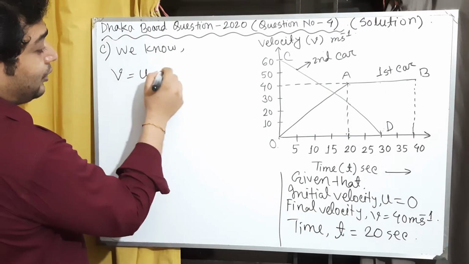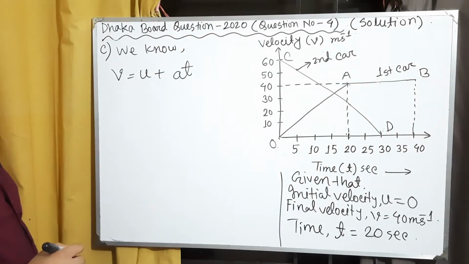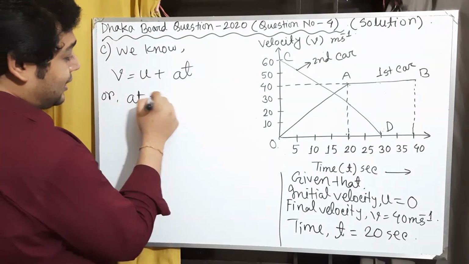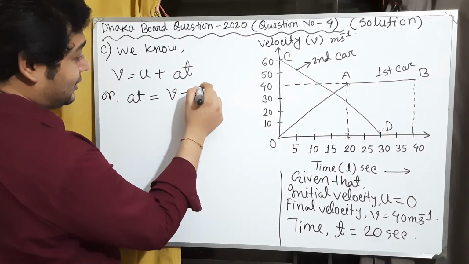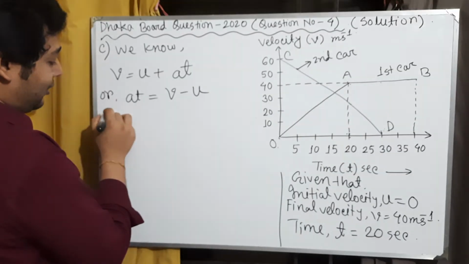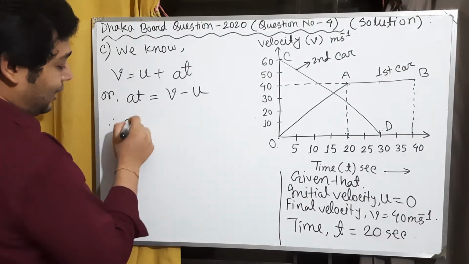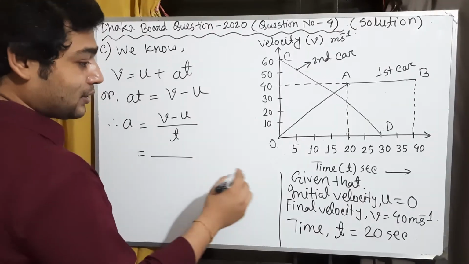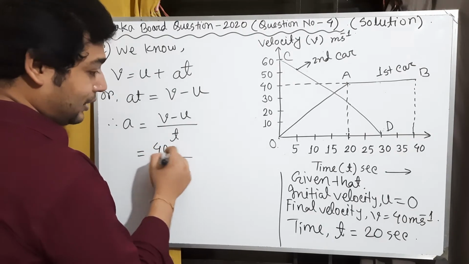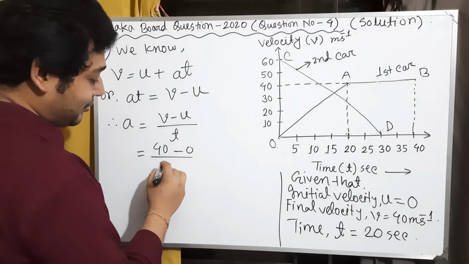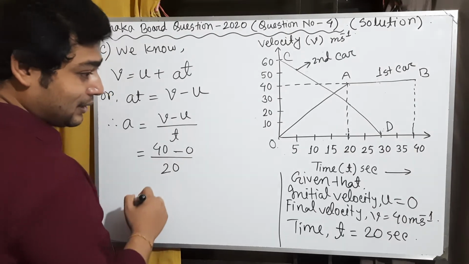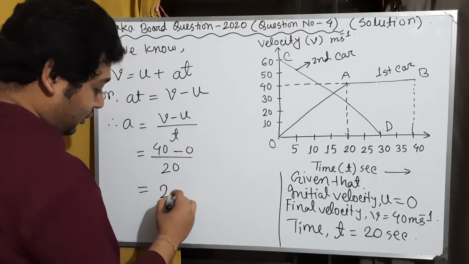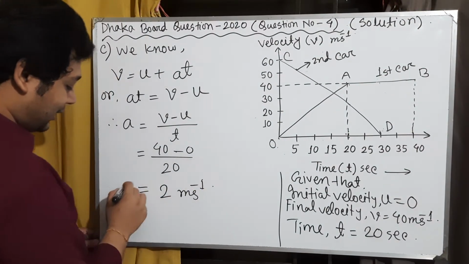V equal to U plus AT. Now AT equals V minus U, therefore A equals V minus U by T. Here V is 40, U is 0 and time T is 20 seconds. So our acceleration is 2 meter per second.